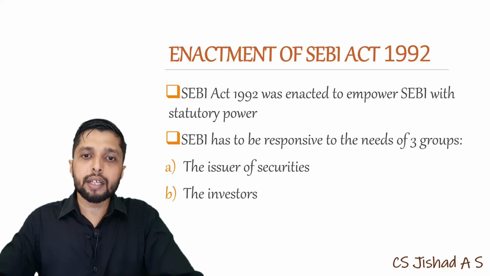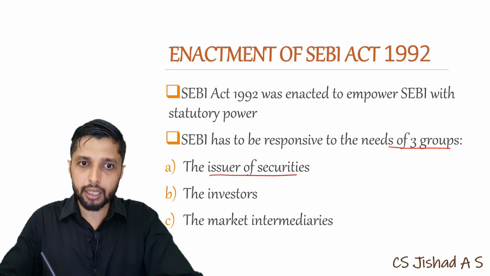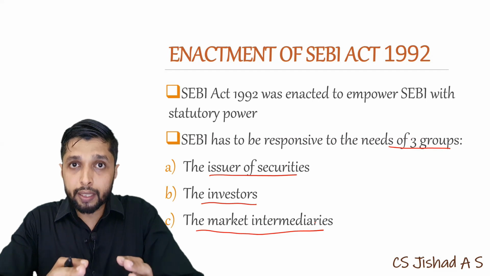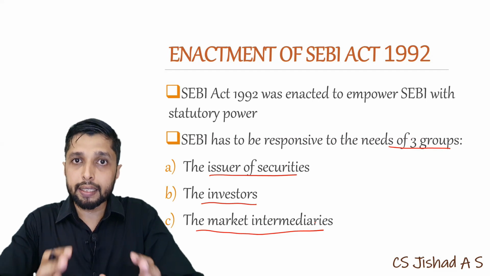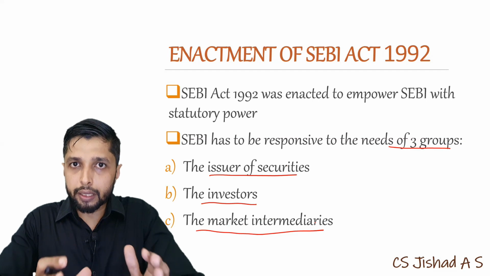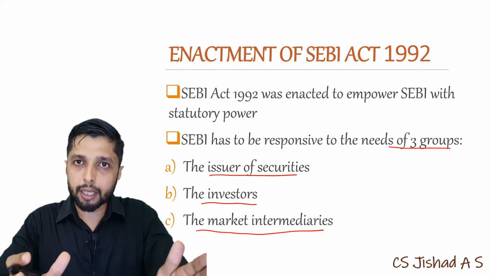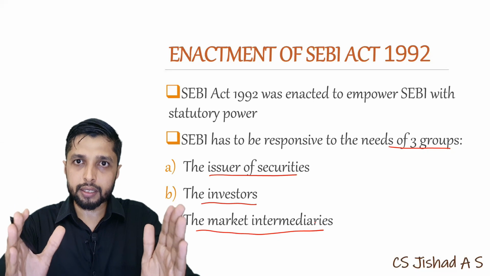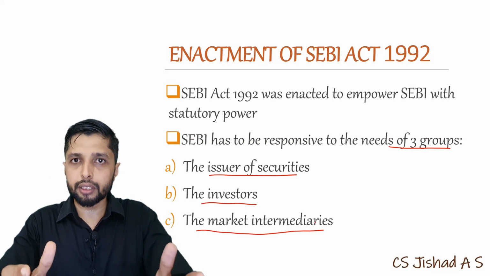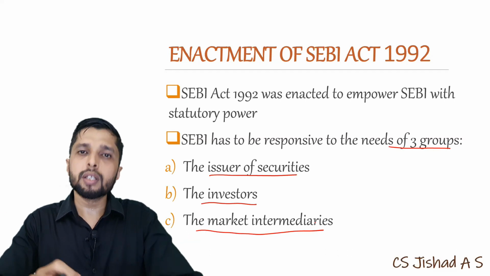As I mentioned earlier, it has to be responsive to the needs of three groups. Number one, issuer of securities, that means the company. Number two, investors. Number three, market intermediaries. SEBI is applicable to listed companies and companies which are proposing to get their securities listed. The shares or securities of a listed company will be subscribed by investors. Between these two parties, there will be intermediaries like stockbrokers, underwriters, depositories, depository participants, credit rating agencies, etc. All these will be coming under the powers of SEBI.